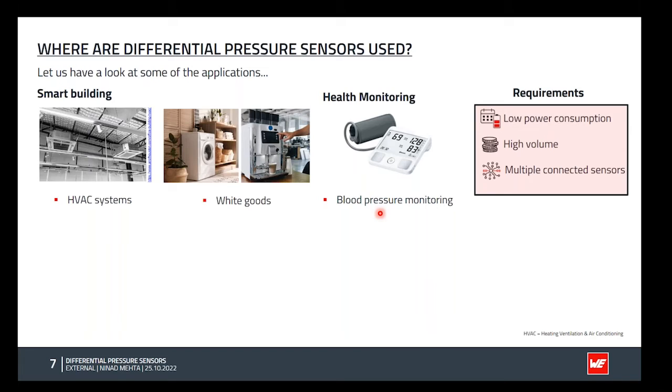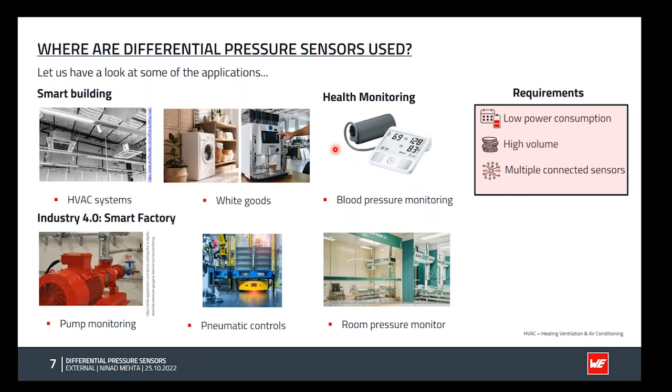Also, many times they are employed in higher volume for white goods or HVAC systems, and multiple sensors are connected with one another on a single bus. In industrial applications or the smart factory, pressure sensors are employed for pump monitoring, pneumatic controls, or robotic arm controls. An interesting application is room pressure monitoring, for example for operation theaters or clean rooms, where the rooms should have a higher pressure with respect to the corridor pressure, so that bacteria or contaminants cannot enter the room and the environment inside is always clean.